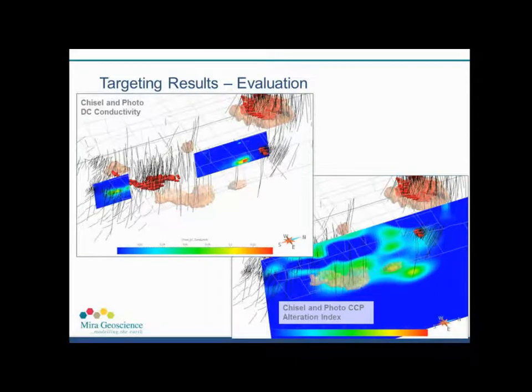And this is a final example here showing DC conductivity inversion. And as I said before, these are more shallow results. And again, this is looking at those high potential areas that are deep and south of photo. And just kind of above that in the DC conductivity model is a conductor, a small conductor. And then comparing that to the chlorite, carbonate, pyrite alteration index, there are some high index cells in that area as well.